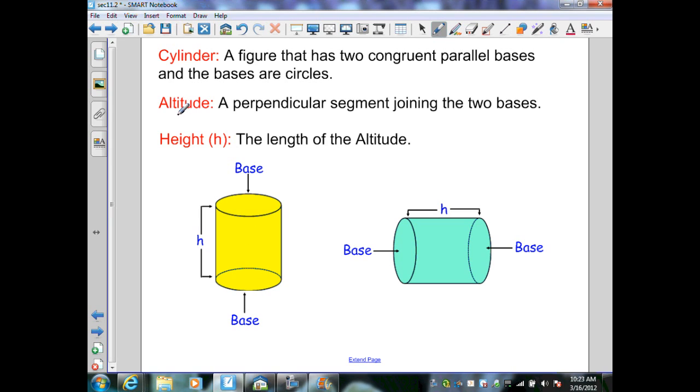I have an altitude, which is a perpendicular segment that joins the two bases. Here, I have a segment that is perpendicular to both bases, and the representation of our length is that altitude. The orientation of our cylinder does not matter by the definition of the parts of the cylinder. Here I have a cylinder on its side, and the bases are still the circles of the cylinder, the two parallel circles. The altitude is still the segment that is perpendicular to both circles, still represented by the height.